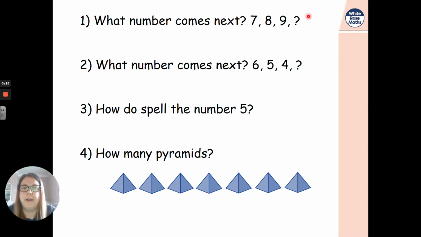So before we get started on that, let's have a quick recap of some of the things we've done so far. So what number comes next? Have a look at this number sequence. What number comes next? We've got 7, 8, 9, and the next number is 10. Well done if you said that. What number comes next here then? Look again at this number sequence. What would come next? We've got 6, 5, 4, 3. That one's going backwards, isn't it?